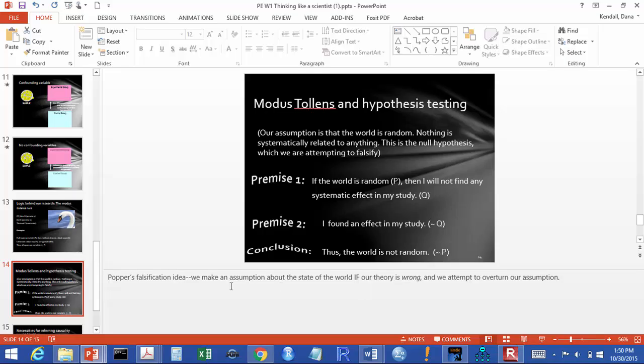So Popper's falsification idea here: we make an assumption about the state of the world if our theory is wrong, and then we attempt to overturn the assumption. That's the whole goal of science.